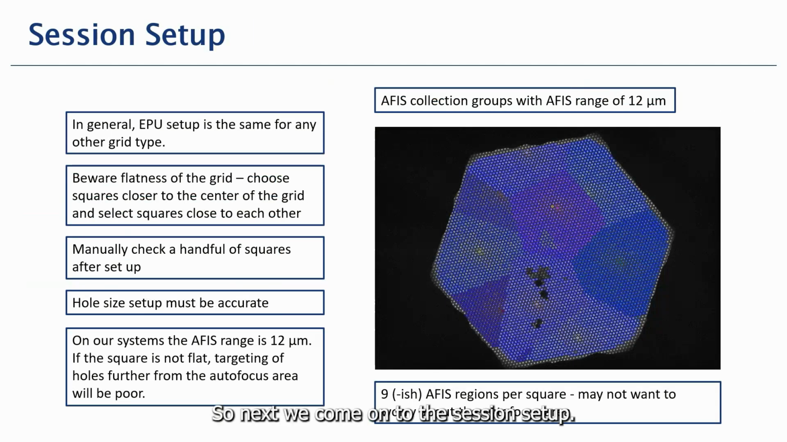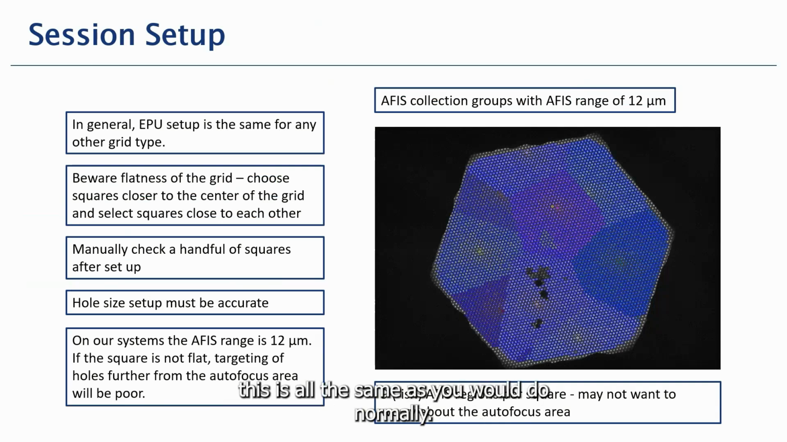So next we come on to the session setup, and I'm not going to go into a huge amount of detail, as for the most part this is all the same as you would do normally. But again, you need to be aware of the flatness of the grid. And so for this, what we tend to do is pick squares within the middle of the grid and squares which are close together, so we don't go to the extremes of the grid if we can avoid it. And we find that this works really well for us.